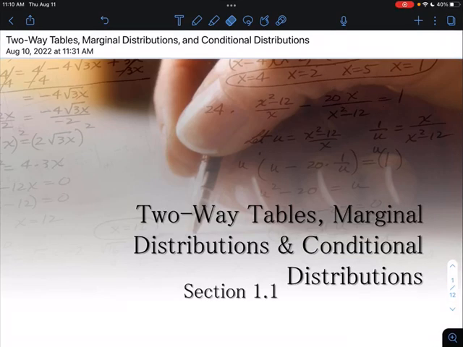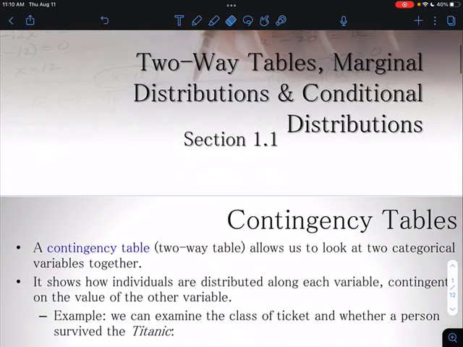All right, today we're going to talk about two-way tables, which is a way of taking two categorical variables and looking at them at the same time. It's another categorical display like we talked about yesterday with bar graphs, pie charts, and frequency tables. Now we're just going to take that frequency table and extend it to a second variable. And we're going to talk about how to work with marginal distributions and conditional distributions.